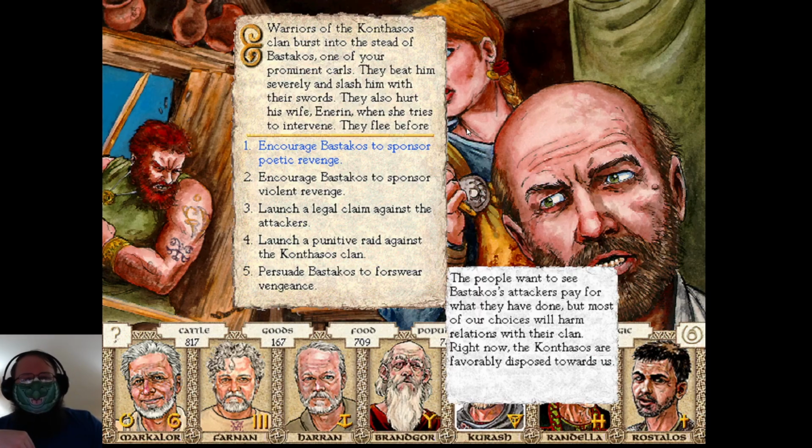Warriors of the Kanthassos clan burst into the stead of Thastakos, one of your prominent carls. They beat him severely and slashed him with their swords. They also hurt his wife, Enerin, when she tried to intervene.